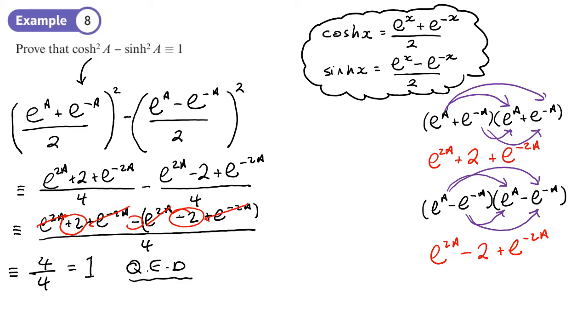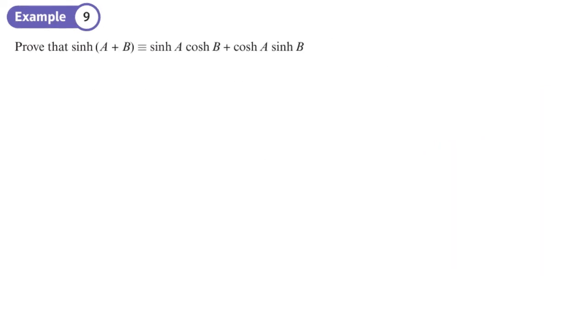That identity is true. Okay, so we're going to prove this in the same way that we did the last one. So let's just write down our definition, sinh x, I'll use x, is e to the x minus e to the minus x over 2, and cosh x is e to the x plus e to the minus x over 2.